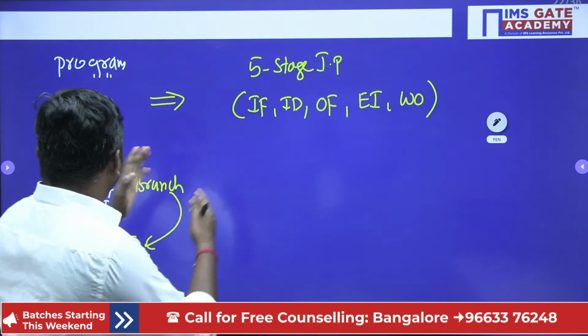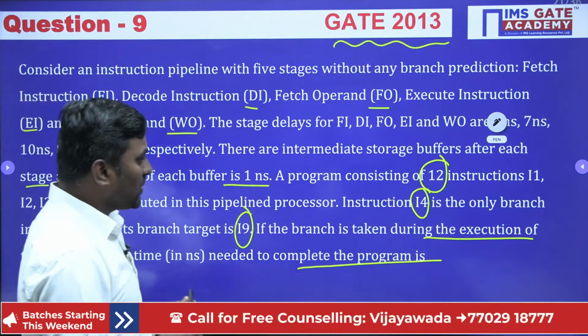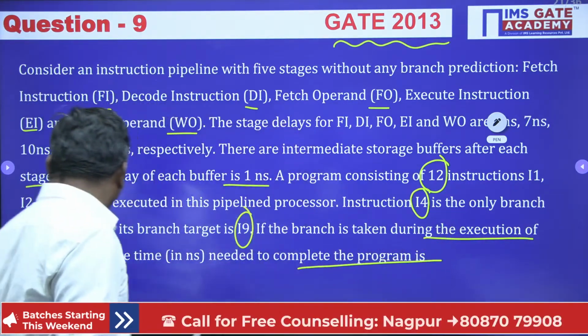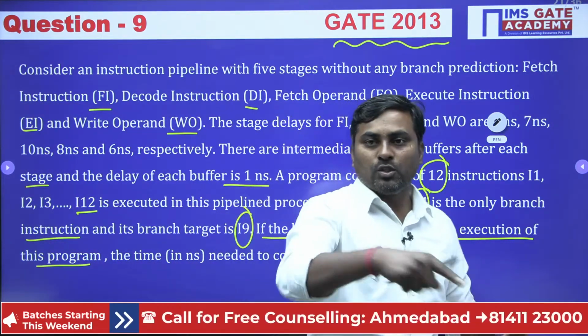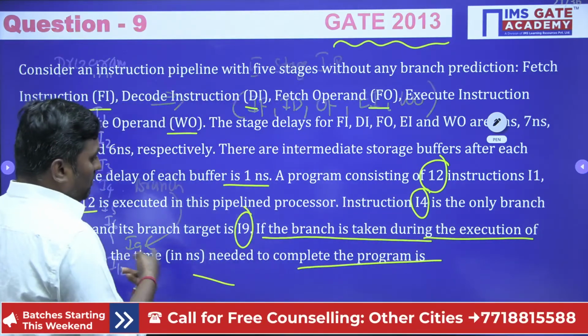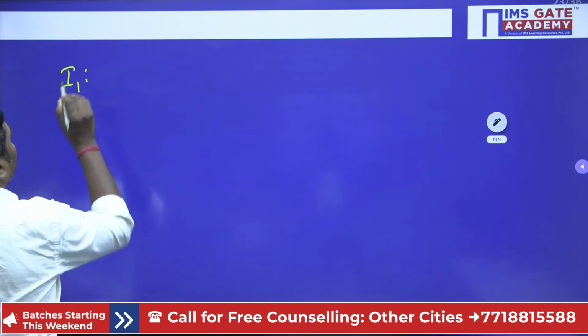Now they are running this program in this pipeline. They said the branch is taken during the execution of this program. Branch already taken, please understand. So branch taken means penalty will happen or not. So let's run this program. I'm running instruction I1.